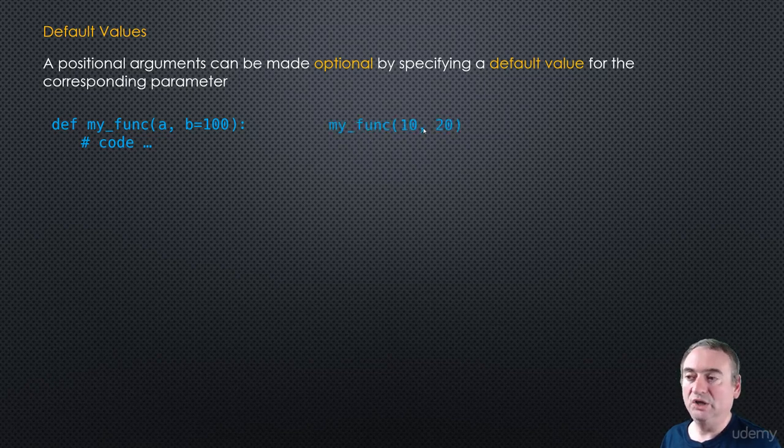Well, we can certainly call it the usual way, 10, 20, and so 10 will go into a, 20 will go into b. That works as well, it's just positional arguments. The difference now is that we don't actually have to specify the second parameter. So we could write myfunc 5.